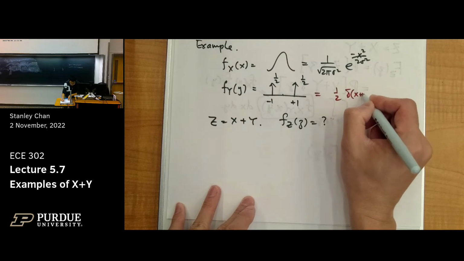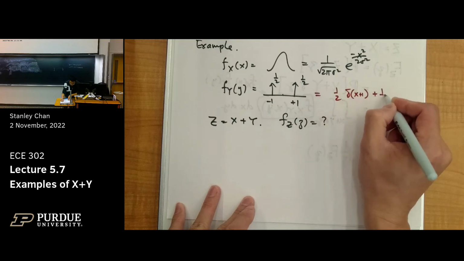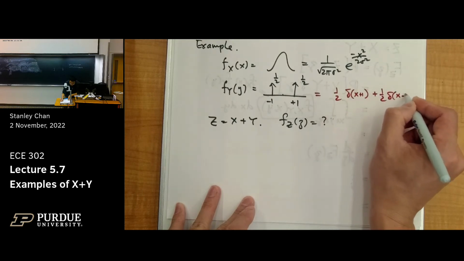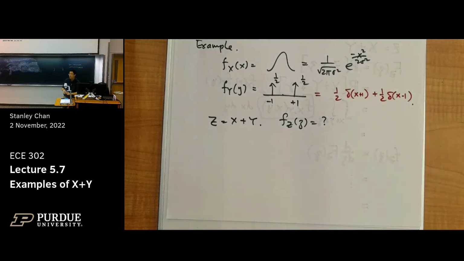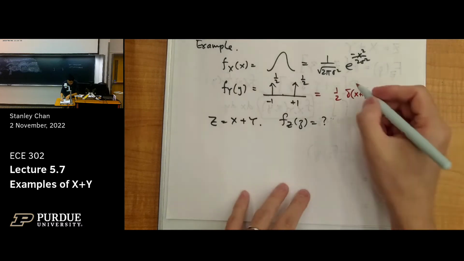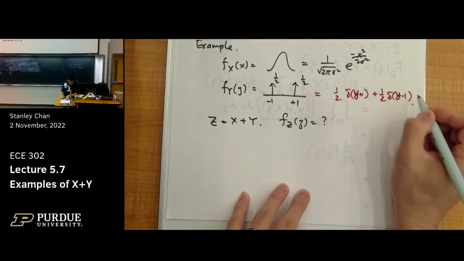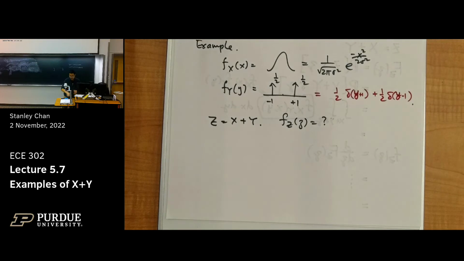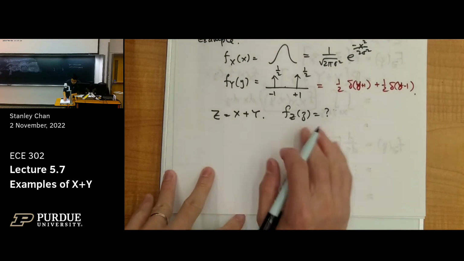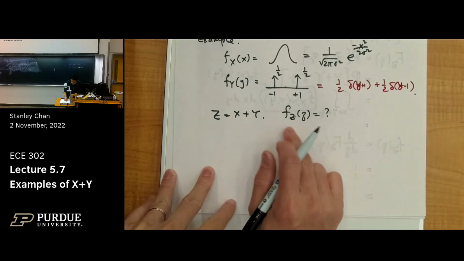X plus 1, and then? Plus half of delta x minus 1. Okay, great, good. So this is the PDF of y. Okay, all right, so we have this. Now let's find the PDF.